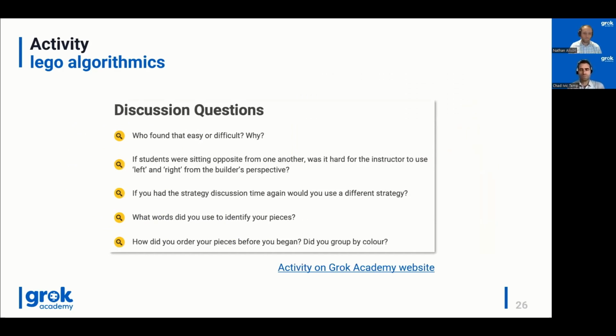Once the students have gone through the activity once, it's great to have a class discussion. Some really useful questions are, who found that easy or difficult and why? And it'd be really nice to ask students the words they use to identify the pieces. Hopefully you're listening and you start to hear students using, particularly towards the end of the activity, really specific language like the 2x6 yellow Lego piece. Be on the lookout for really specific language to make it easier for the builder.